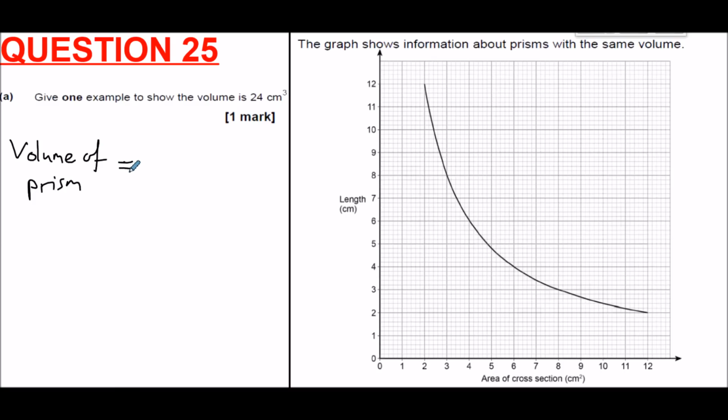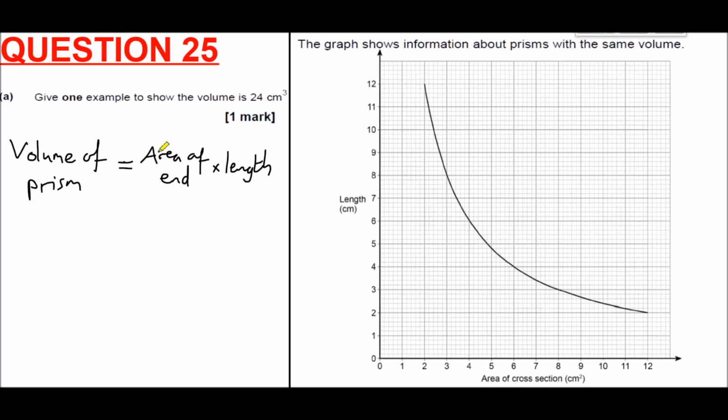So the way I would describe the volume of a prism is it's the area of the end multiplied by the length of it. Now, the technical way of putting it is it's the area of the cross-section multiplied by the length. But I once saw a mark scheme that the great Simon Farris wrote down, and he referred to it in this way, which I think is easier to picture. And so we're told that the volume is 24 cubic centimetres.